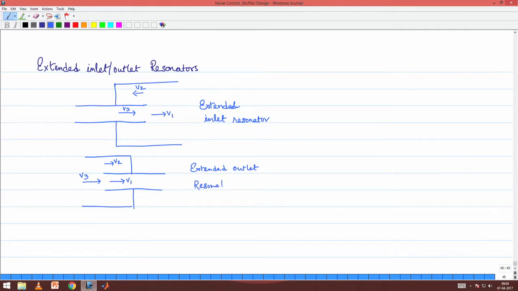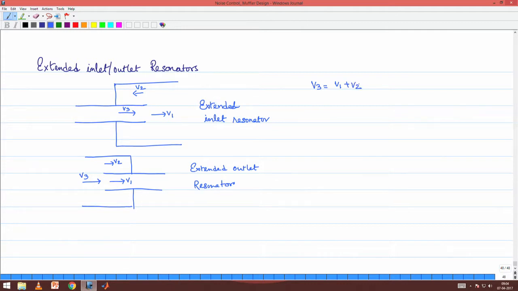Note the similarity between these kinds of configuration with the simple expansion tube. In the simple expansion chamber muffler, we had the situation where the pipe was suddenly opening out. So, there was no extension that is given. Here we are having an extension. In both these configurations, please note that we have V3 is equal to V1 plus V2, right.